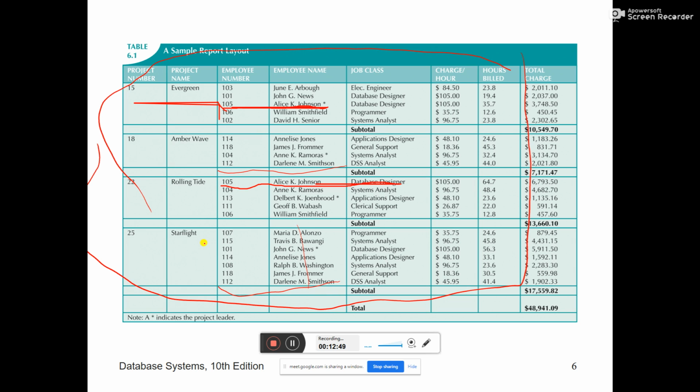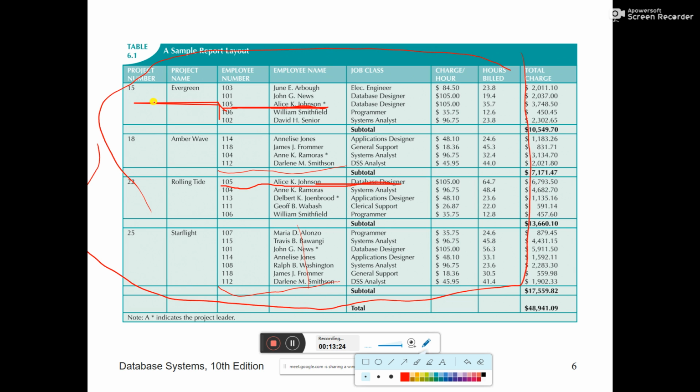Okay, insertion anomaly. If a new employee is added, your company hires a new employee, but this employee has not been assigned to any project yet. So then what happens? If a new employee is hired but has not been assigned any project, we cannot add this new employee into our database until we assign him to a project or dummy project or whatever. So this is the insertion anomaly.